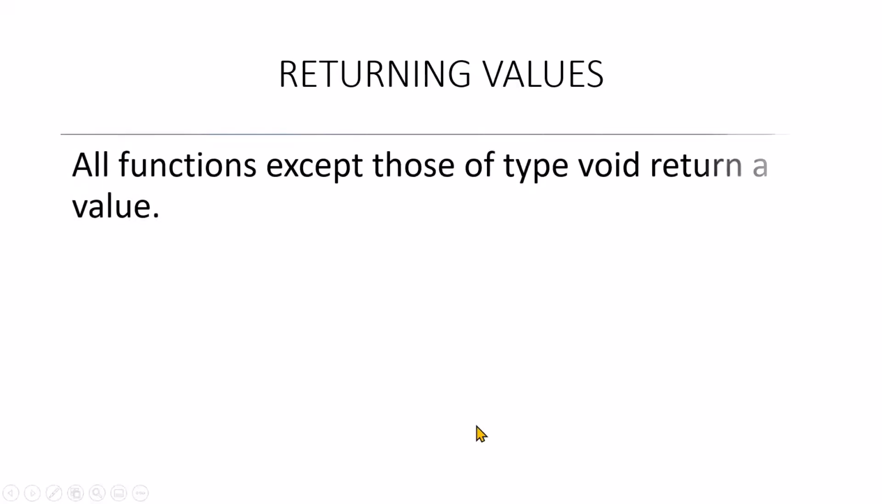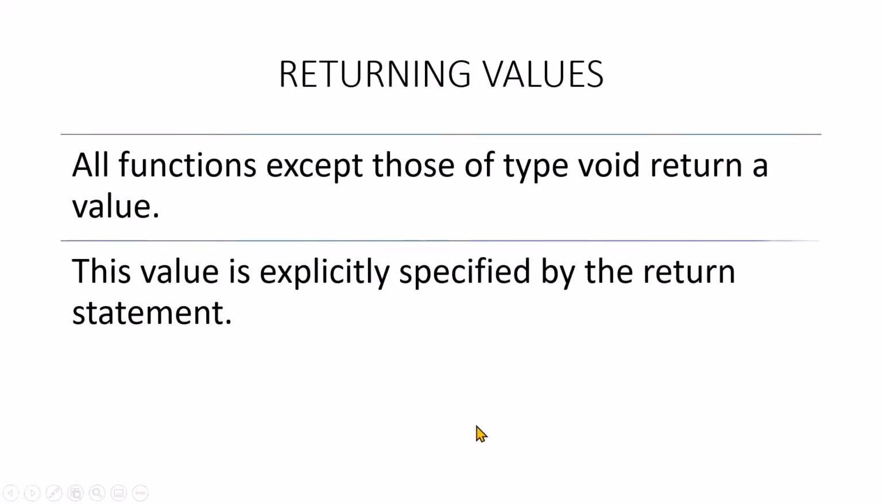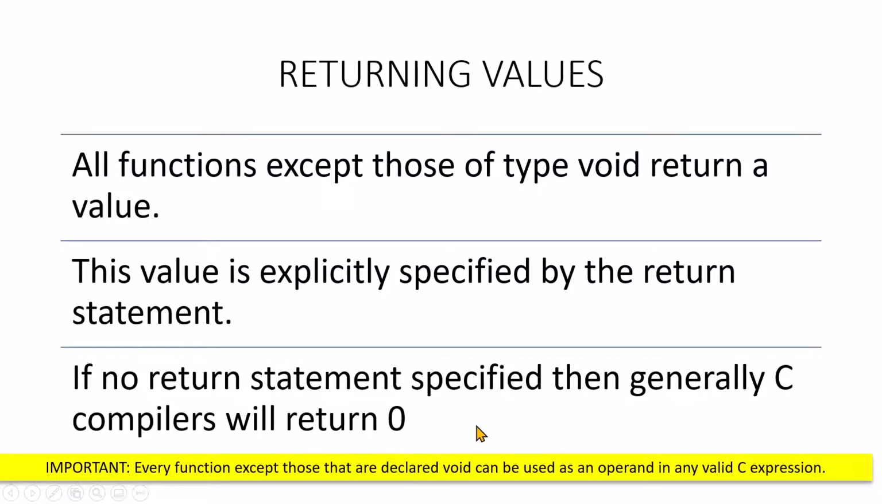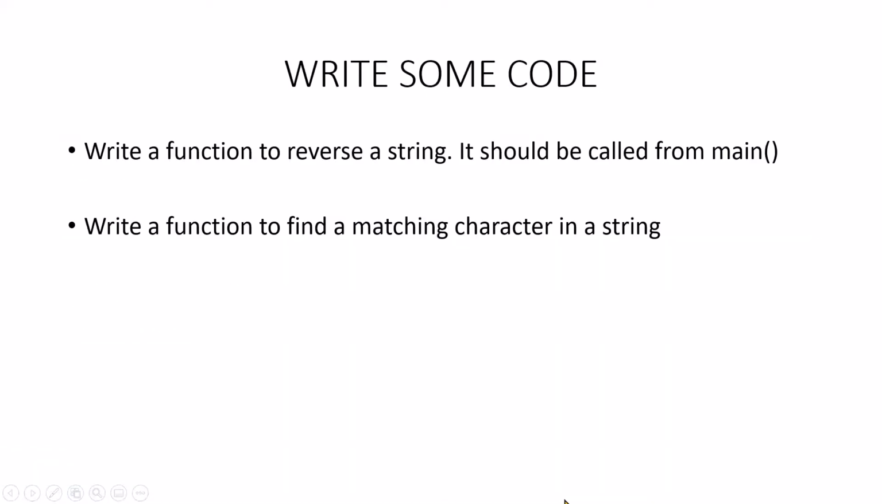Returning values. All functions except those of type void return a value. This value is explicitly specified by the return statement, as we know. If no return statement is specified, then generally C compilers will return 0, but this is not to be taken for granted. What's important is that every function except those that are declared void can be used as an operand, therefore, in any valid C expression, because we have return values, and we've seen how this is done earlier, right?